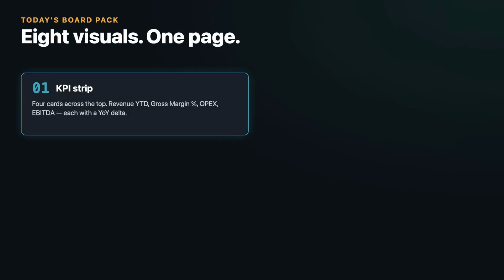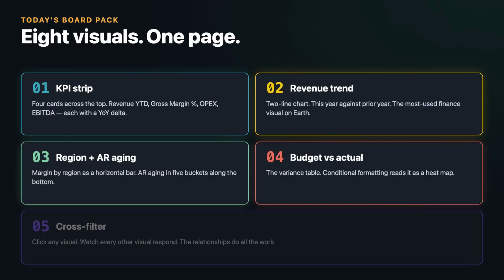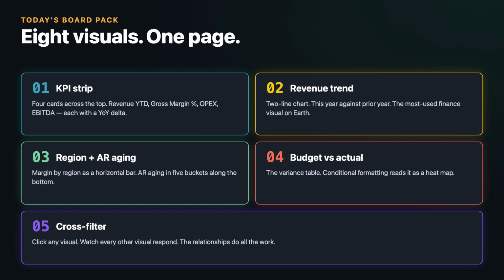What will ship today? 1 page. 8 visuals. Cross-filter wired. The KPI row. The revenue trend with prior year overlay. Gross margin by region. AR aging. Budget versus actual. A region slicer in the corner. And the moment where one click filters every visual on the page. By the end, you'll have a board pack a CFO would actually open.